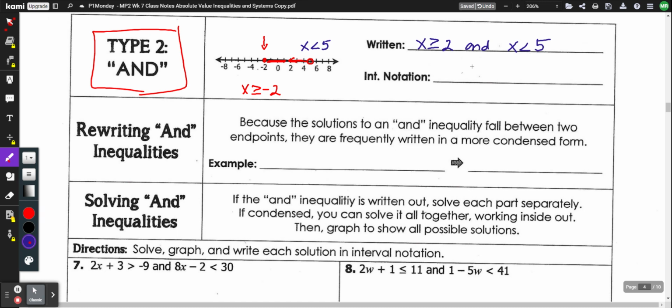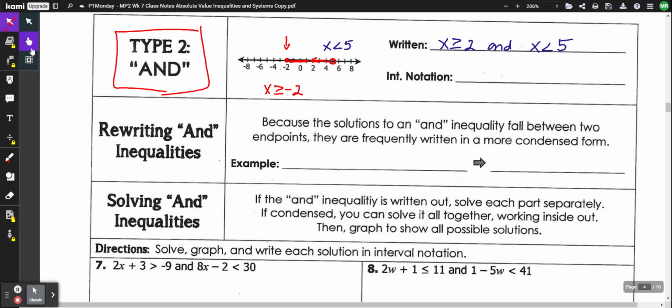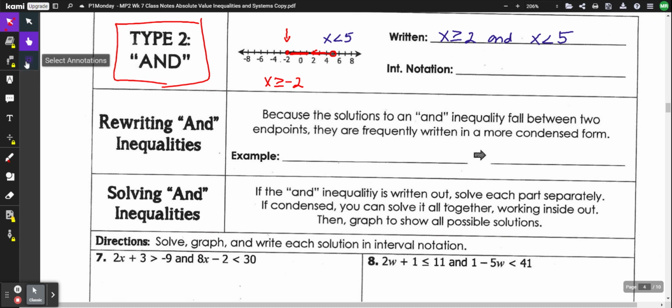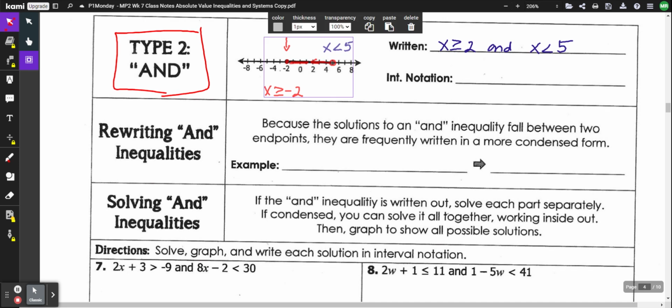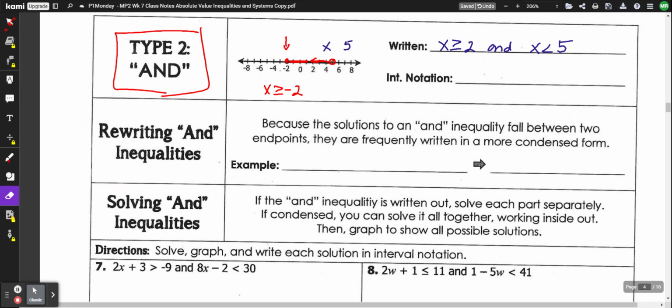In interval notation, these are a little bit different. So we look and we see that we've still got, let me move this. No, I can't. Okay, let me try something else. That's our stop, and that's our start. So we're going to write -2 to 5. On the left, we have a closed circle, so it's a bracket, and on the right, we have an open circle, so it's a parenthesis.